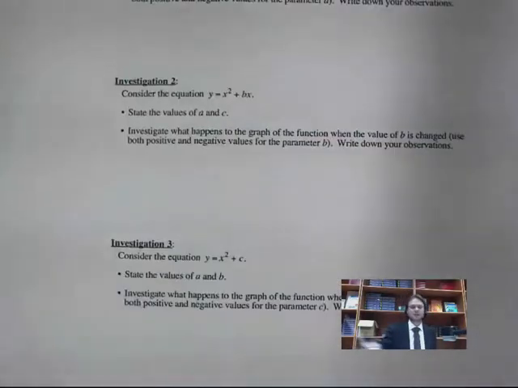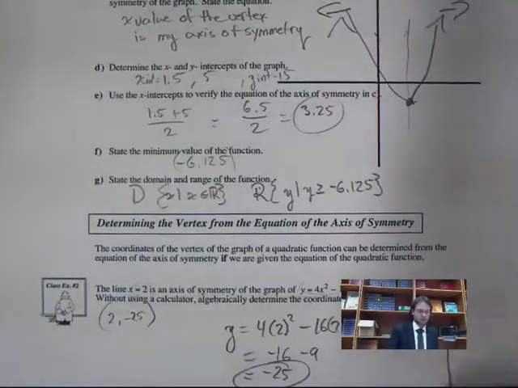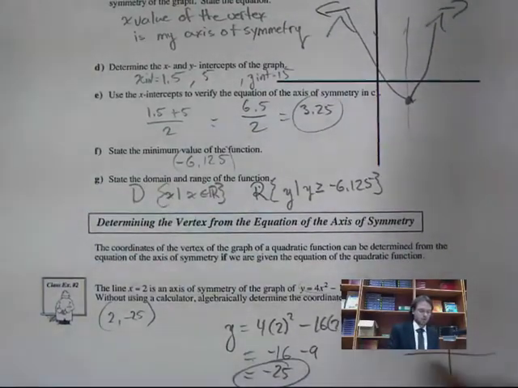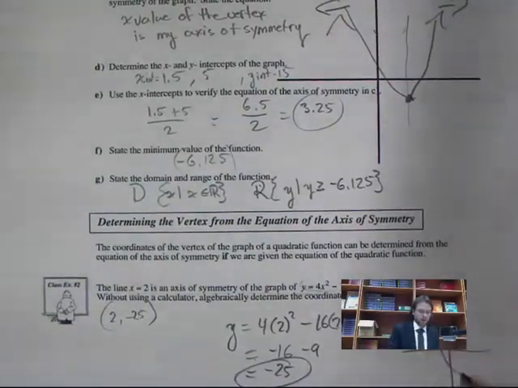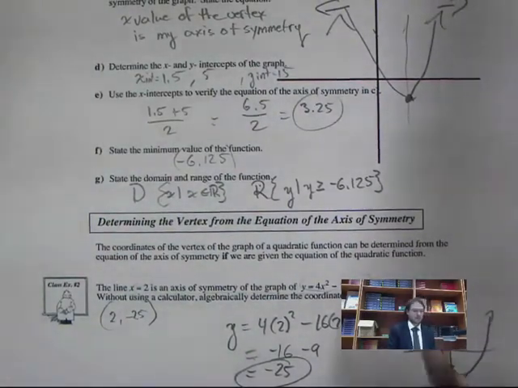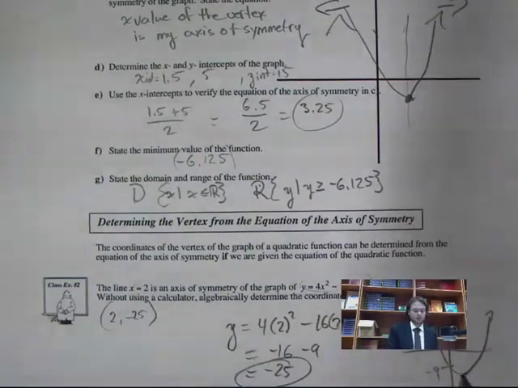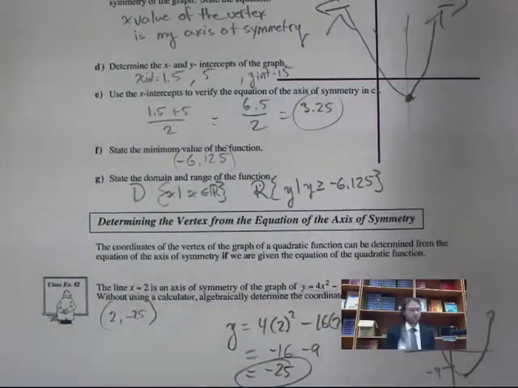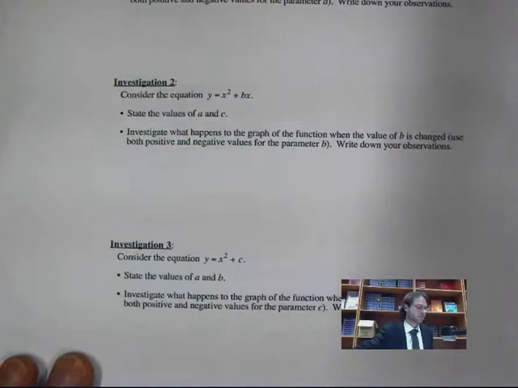And that kind of makes sense because we know my y-intercept for this one is at negative 9, right? Because if we put 0 in for x, the vertex has to be below negative 9. So negative 25 is below, so that makes sense.